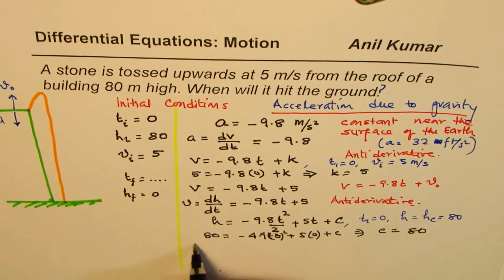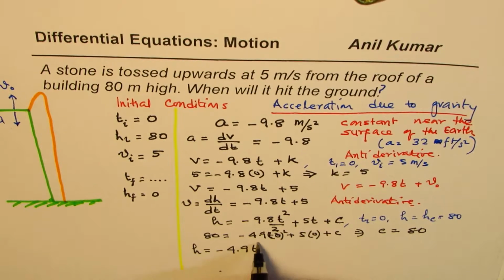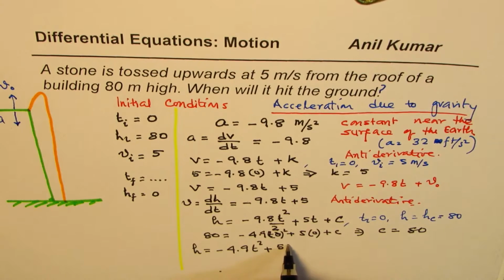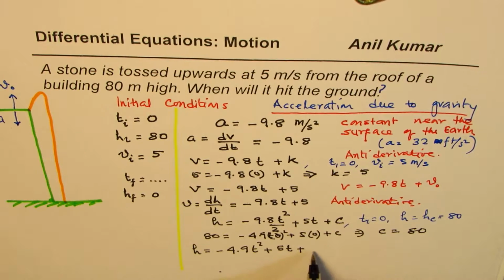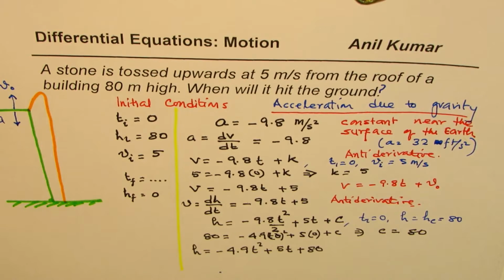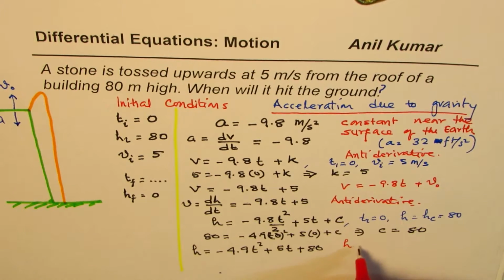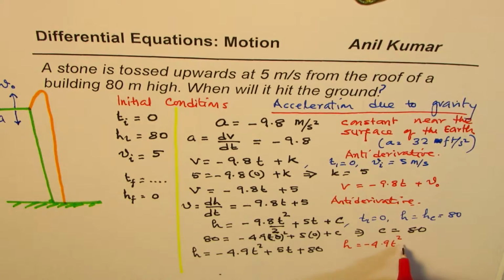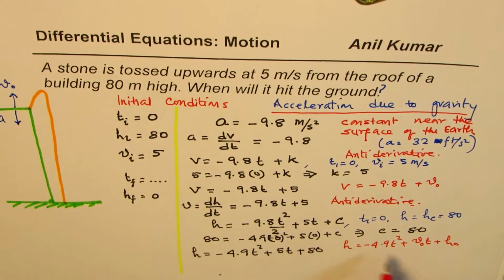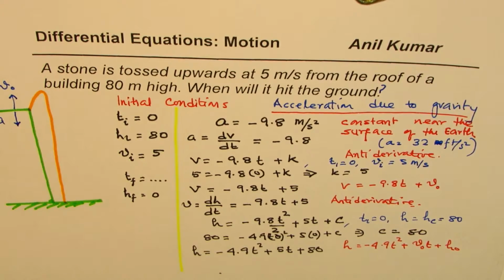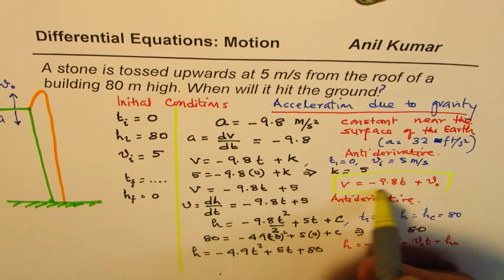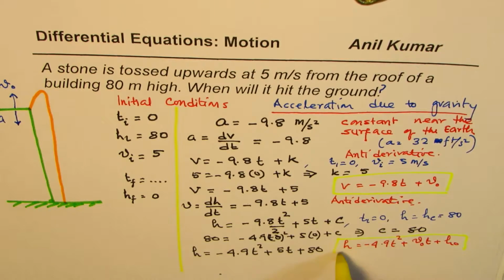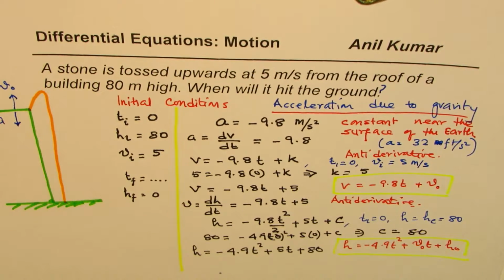So what you get here is the equation height equals minus 4.9 t square plus the initial velocity times t plus the initial height, which is 80, right? So let me rewrite this equation right there. Height at an instance of time equals minus 4.9 t square plus initial velocity times time plus initial height. So that becomes a very general equation. So we just derived two general equations which you could use directly and solve such questions, right? There's no need to always do this kind of calculation.